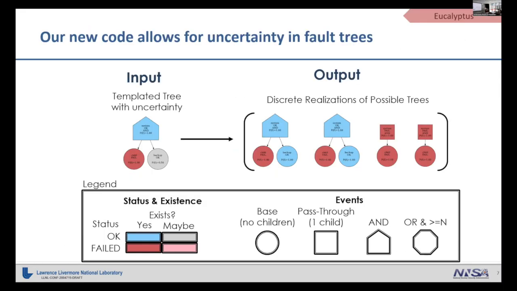So this is just going to introduce the code. The code allows for uncertainty in fault tree analysis. You input a templated fault tree and you assign uncertainty to each component of the tree. And the idea is that you can Monte Carlo discrete realizations of possible trees and do analysis of failure states, propagating the uncertainty in the existence of components.